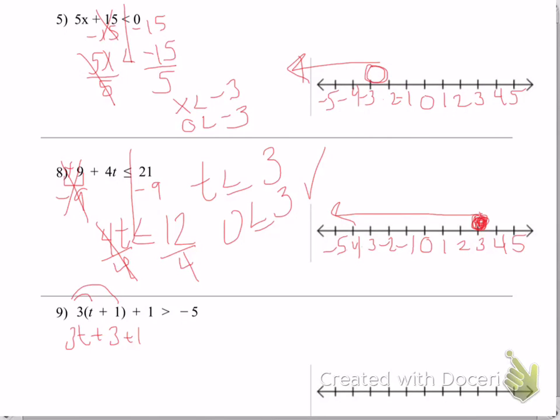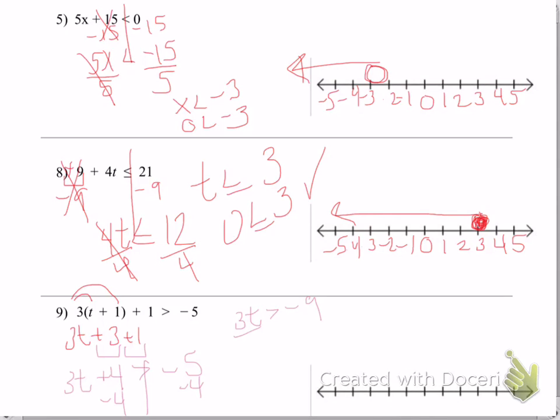So now we need to combine like terms. Let's combine this 3 and this 1. So 3 plus 1 gives us 4. So we have 3t plus 4 is greater than -5. Now we need to move over that 4. Since it's a positive, we need to subtract 4 from both sides. So you get 3t is greater than -9.